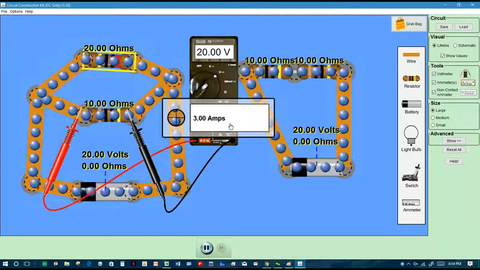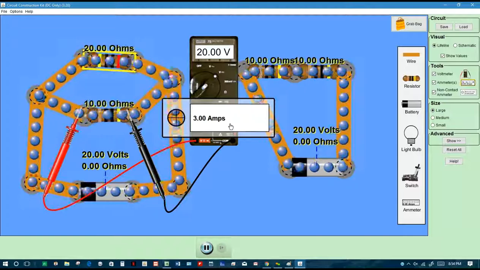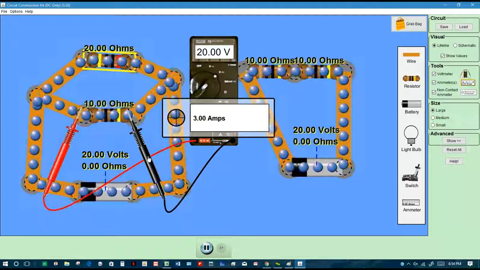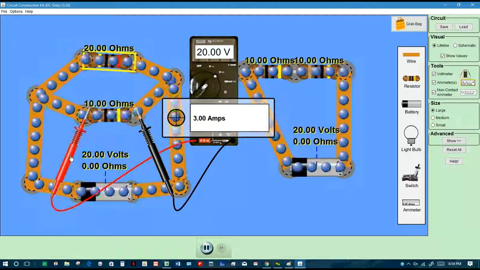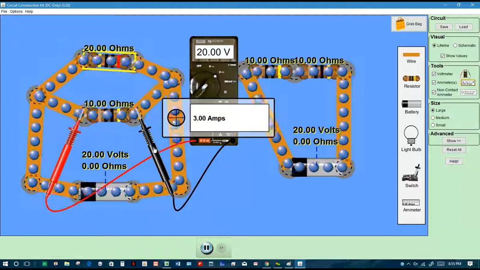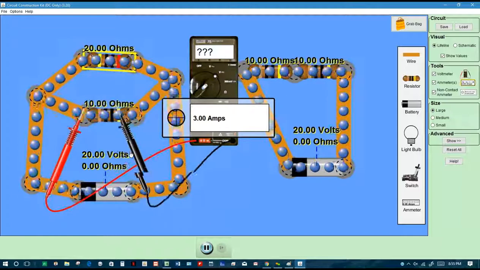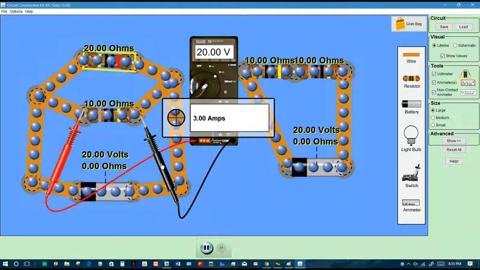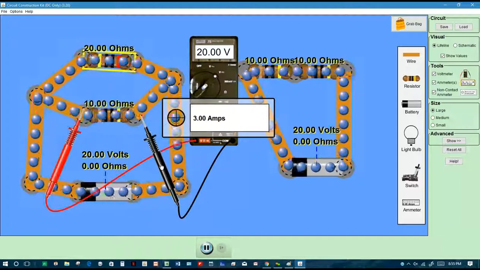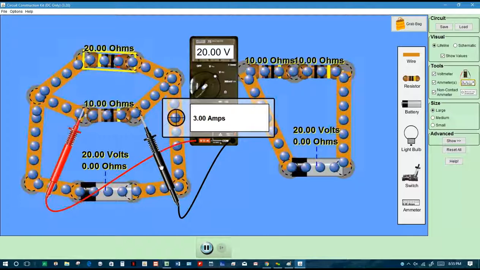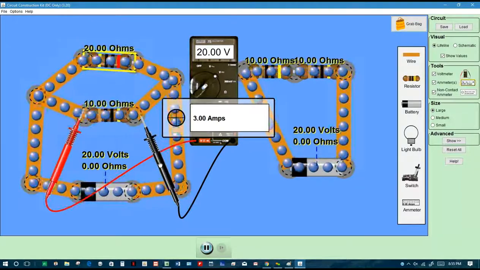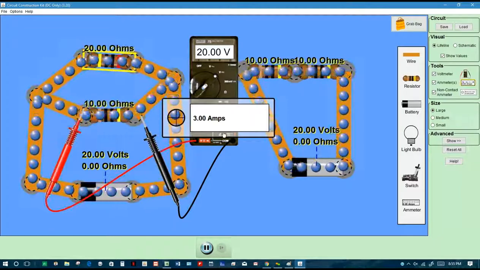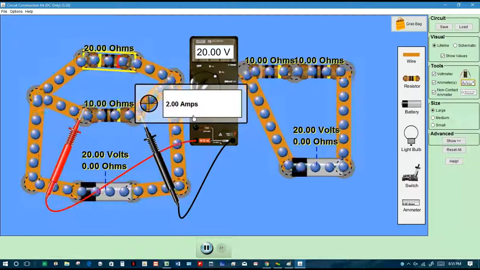20 divided by 10. Because remember, the voltage of the bottom path is 20 volts, the same as the battery. That's what it's showing here with these two things testing this voltage drop is 20 volts. And the resistance of this resistor right here is 10. So what is current? Voltage divided by current. I didn't mean that, sorry. Current is voltage divided by resistance. So 20 divided by 10, what is 20 divided by 10? 2. See how we calculate 2 amps?